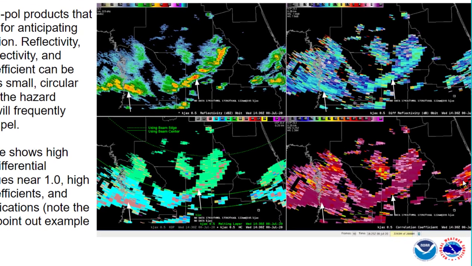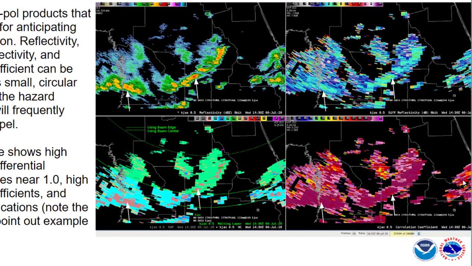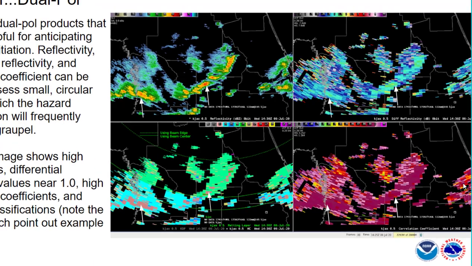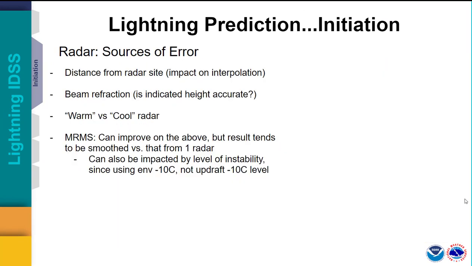In particular, differential reflectivity can help discriminate between spherical targets and teardrop-shaped liquid targets. Here's an example that shows fields suggesting graupel above the freezing level, as indicated by the arrows, including differential reflectivity in the upper right with values near 1, and the HCA designation of graupel on the lower left image. Simply going with what radar shows can be problematic due to sources of error.